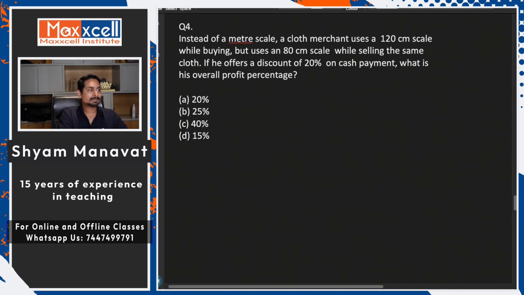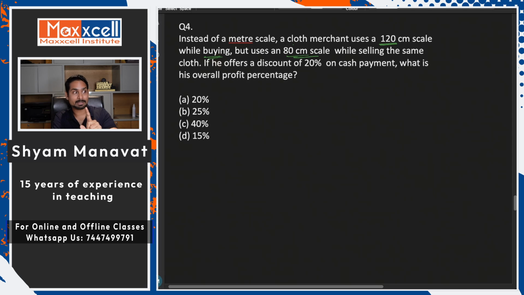So the question is, instead of a meter scale, a cloth merchant uses a 120 centimeter scale while buying. Dishonest shopkeeper. But he uses an 80 centimeter scale while selling. So when he's buying, he's cheating the wholesale dealer, and when he's selling, he's cheating the customers, because instead of 100 centimeters, the meter scale, 1 meter is equal to 100 centimeters. So instead of 100 centimeters, he's selling only 80 centimeters and showing the customer that I am giving you 1 meter of cloth.